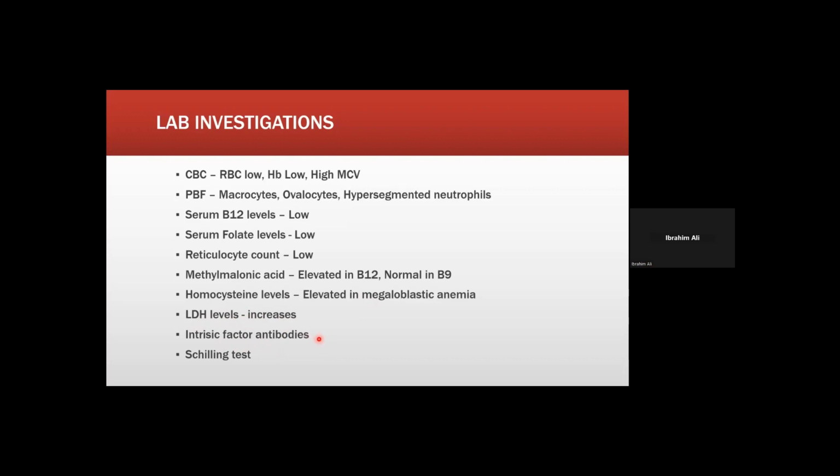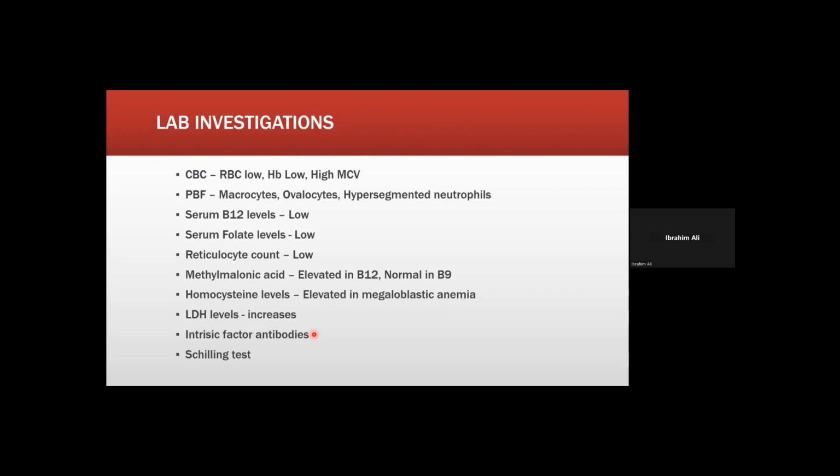Intrinsic factor is needed for the absorption of vitamin B12. If you can remember your physiology well, in the stomach, the parietal cells will produce intrinsic factor, and then intrinsic factor is needed for B12 to be absorbed.